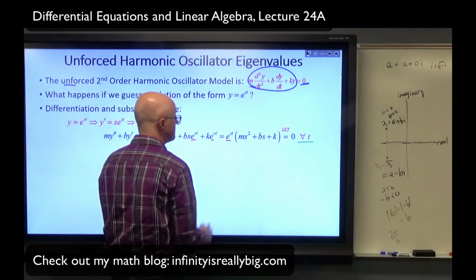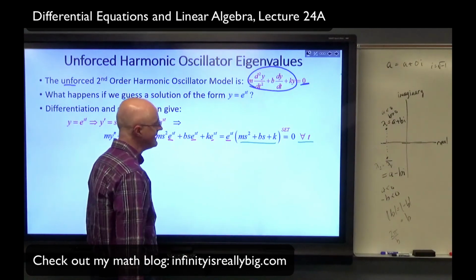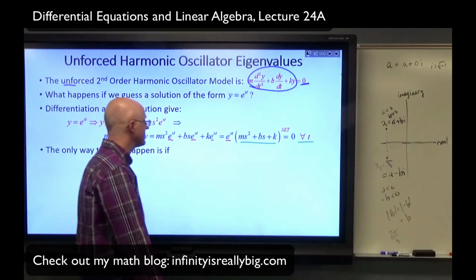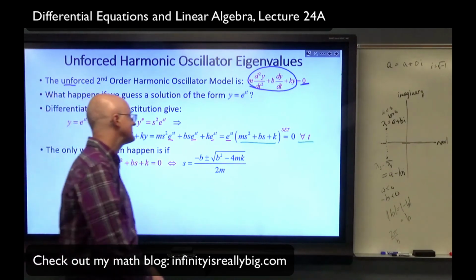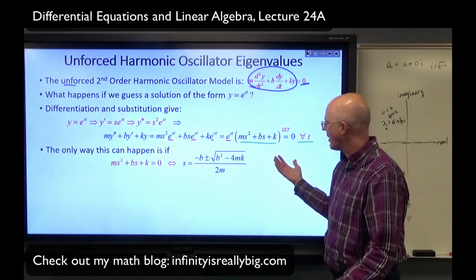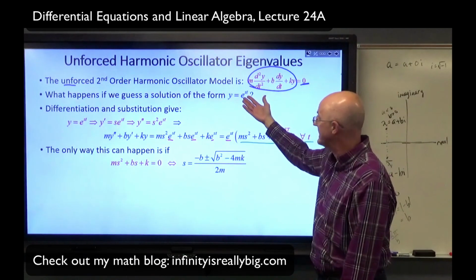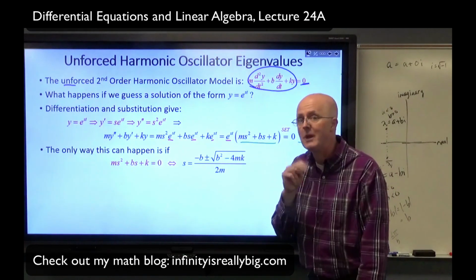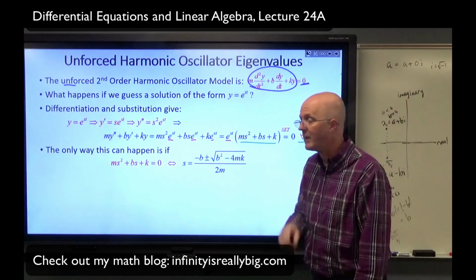So the only way this is going to be 0 for all t is if that's 0. But hey, that's a quadratic in the unknown s. I can use the quadratic formula to solve for s in terms of m, b, and k. And here's what you get. Okay, that's nice. We get this. So what? Well, now that is going to essentially mean e to the st will be a solution if s is one of these two numbers in general, unless the thing under the square root is 0, then it'll actually be just one real number.